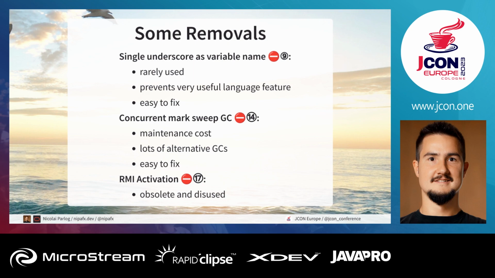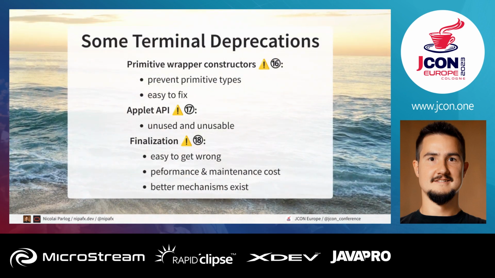Concurrent mark sweep was removed. RMI activation was removed. And so there are different considerations here. Other things that are deprecated for removal, and this is not the full list, are primitive wrapper constructors, applet API, finalization. All of those will go eventually, and there's always a very specific, not complicated, but lengthy consideration of whether this should actually be removed.